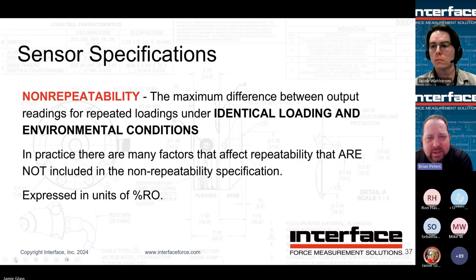So non-repeatability is listed. This is something that sometimes customers get a little confused on, but it's the maximum difference in output under identical loading conditions and environmental. So if you take the sensor out, put it back in, that's obviously not going to be a test of non-repeatability. But this is a good value you want to have from a calibration grade sensor standpoint. If you have consistency in how the sensor performs, then who cares about the nonlinearity? You can usually take that into account in your instrumentation and or software. And as long as the sensor has good repeatability, that's going to lend itself to be a very, very good calibration reference standard, for example. So just pay attention. There's a lot of things that roll into affecting that, but we do specify it as a percent RO.